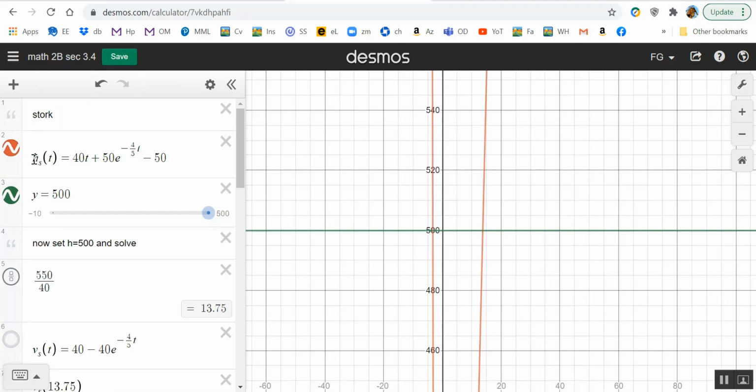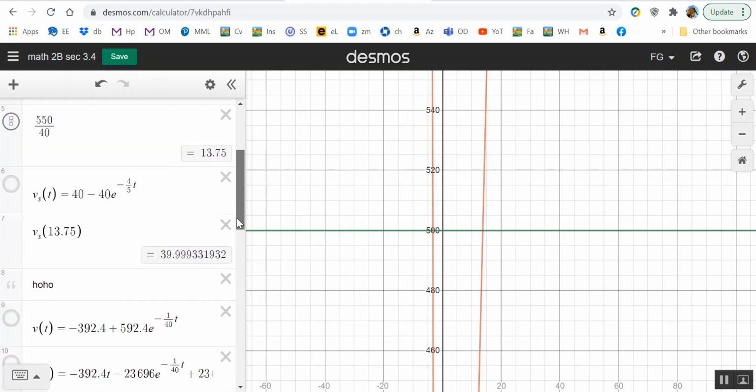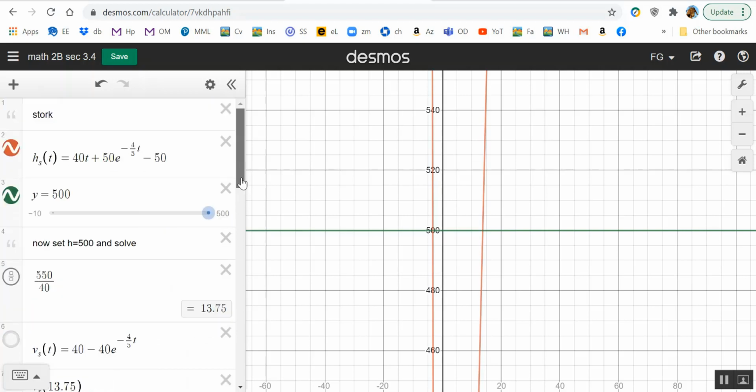Let me show you some shortcuts on Desmos. Here's the stork problem. Desmos doesn't like it if you use x as your function name. So I named my height h, but since I had already used h in a problem below, I had to name this h sub s. So h sub s is my height, and we found if we ignored the exponential term that h was 500 when t was about 13.75 seconds.